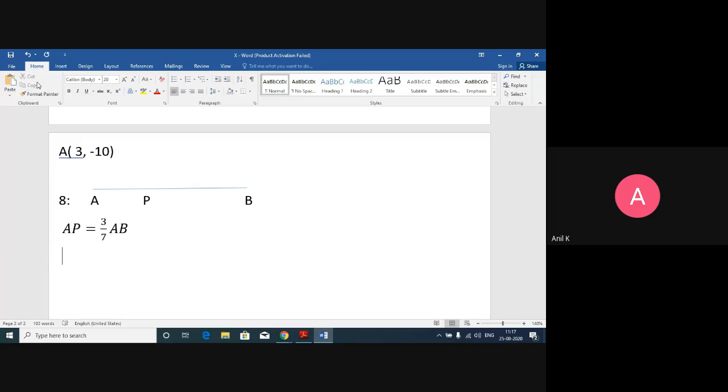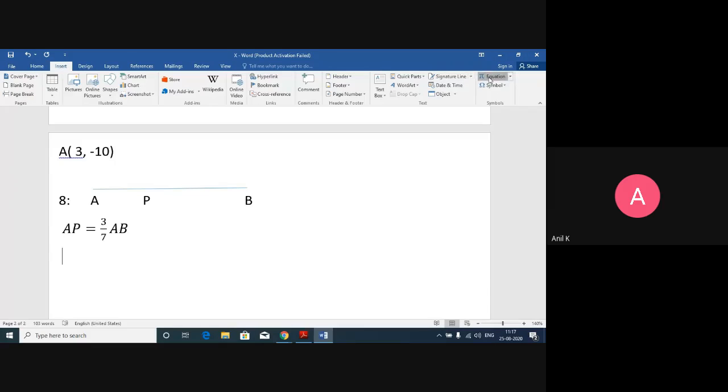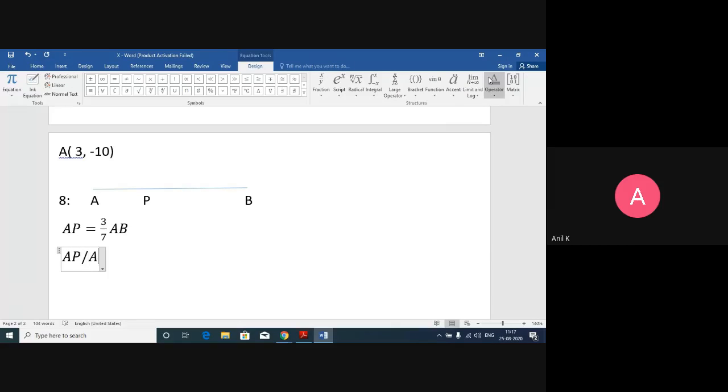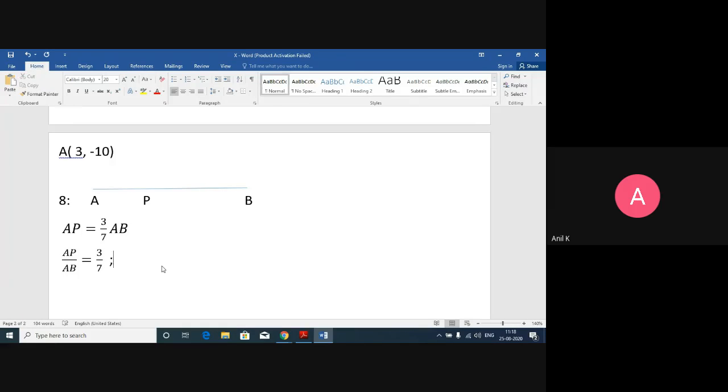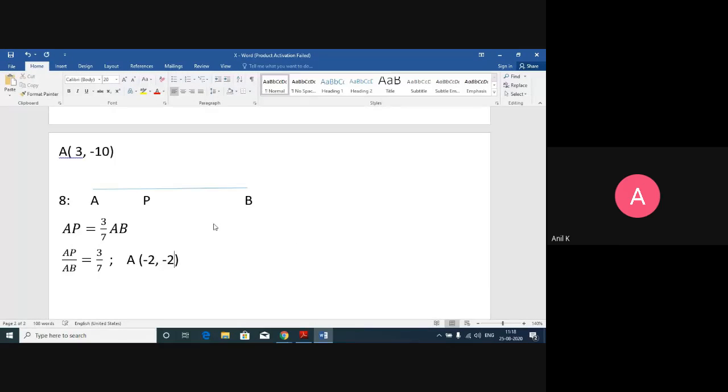So you can rewrite it as AP upon AB equals 3 upon 7. What else is given? The ratio is given, 3:7. Then the coordinates of A are also given to us: A is (-2, -2) and B is given as (2, -4).